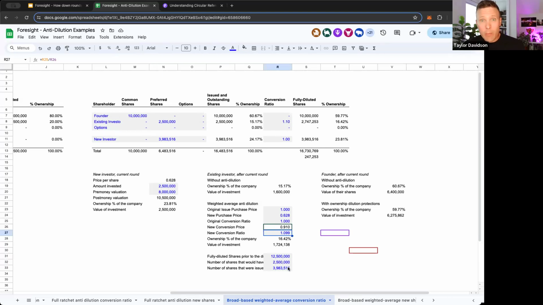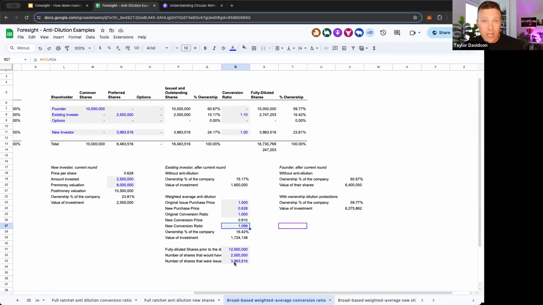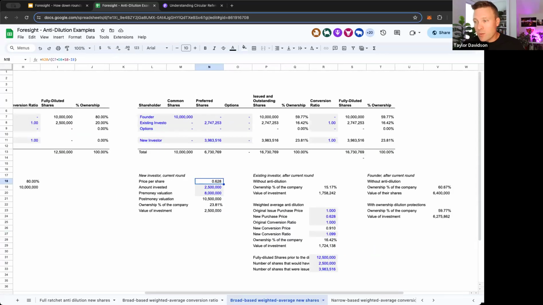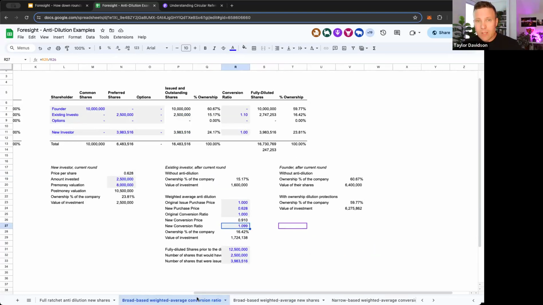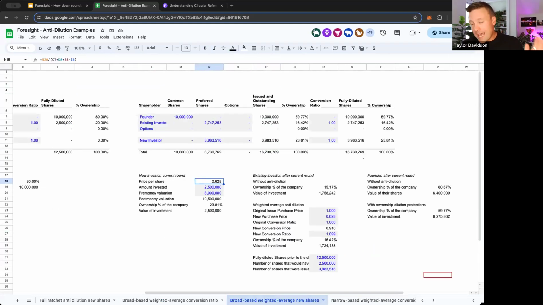Same thing happens with narrow-based weighted average, just a slightly different calculation in terms of how we calculate fully diluted shares per round. The exact same thing can be used if we're using new shares, right? Just the same way as the full ratchet example. We're going through this process to calculate this conversion ratio, and the number of shares doesn't change, but we're using the conversion ratio to deal with the fully diluted shares. The exact same thing for broad-based weighted average, except in this case, we're actually just issuing new shares and not changing the conversion ratio for this.